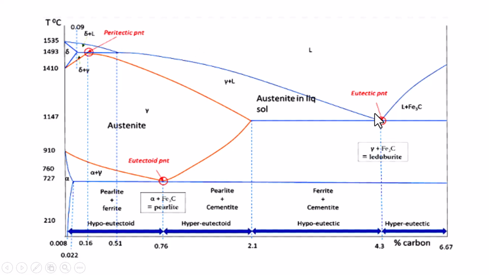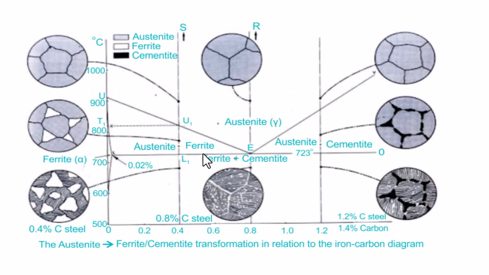Peritectic point, eutectic point, and eutectoid point. Here it is simply indicating the reaction alpha plus Fe3C. This is pearlite forming. Gamma undergoes cooling, and this pearlite is forming. Here liquid undergoes cooling and you are getting ledeburite, gamma plus Fe3C. So remember this. Study this well. This is important in the case of the heat treatment process, the study of steel, etc.